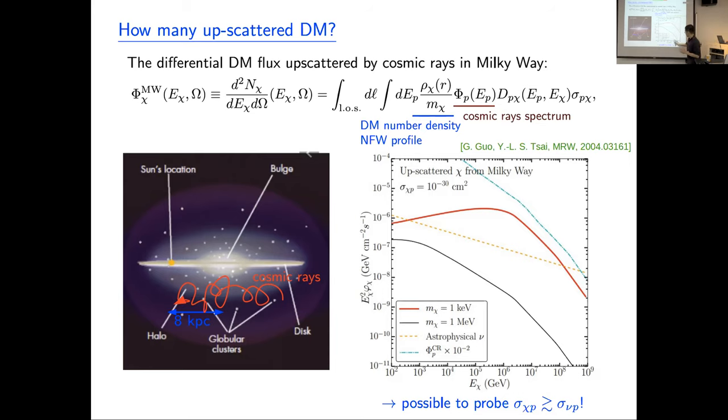Okay, so this part shows you the result. The red line and the black line are the upscaled dark matter flux in this energy range for two different dark matter masses, the upper ones for 1 keV and the lower ones for 1 MeV. In comparison, also shown is the actual physical neutrino flux detected by IceCube, fitted by a power law, shown by this orange line, and the primary cosmic ray spectrum multiplied by 10 to the minus 2. You can see that for a cross section of roughly 10 to the minus 30 centimeter squared at this energy range, the upscaled dark matter flux can be comparable to a lot of astrophysical neutrinos. So this immediately tells you that IceCube will be able to probe the dark matter cross section at this energy range, roughly comparable to the neutrino-proton cross section, because their fluxes are comparable.